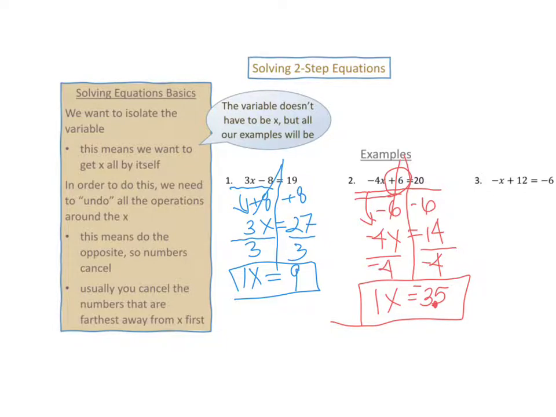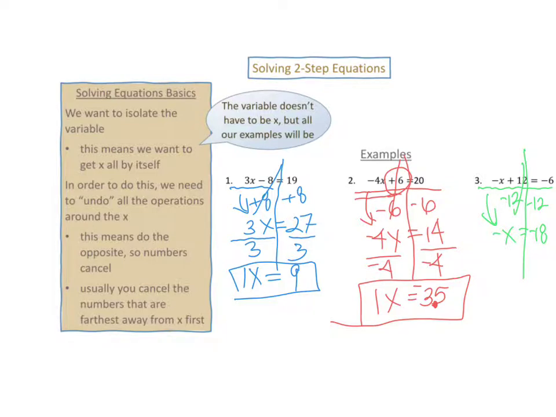All right. Last one. Here we have negative x plus 12 equals negative 6. So we have to get rid of this positive 12. The opposite of plus 12 is minus 12. These cancel. I bring down my negative x. Negative 6 minus 12 is negative 18. And now I've got negative x on the left and negative 18 on the right.